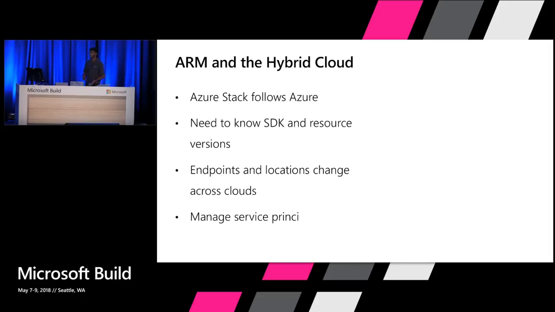You have endpoints and locations that change across clouds. Azure Stack deployments have the ability to change their region name. They can make their region my basement, or my data center, or Stockholm. Pick it. And you have to manage service principals. Service principals are service accounts that allow you to log in programmatically to Azure Resource Manager. This all gets a little unwieldy. How do we fix it?